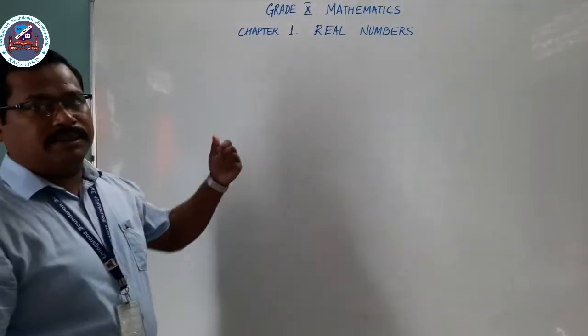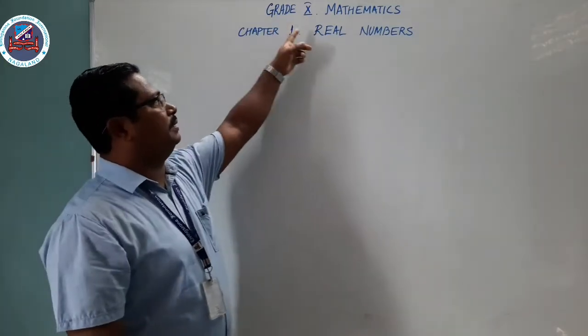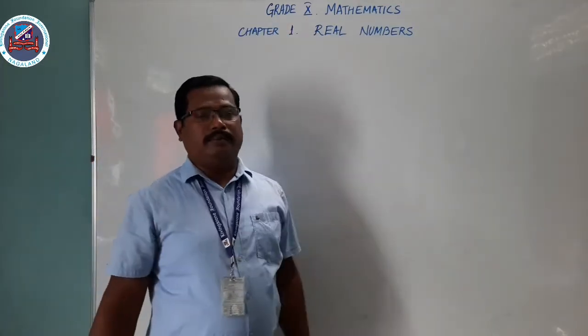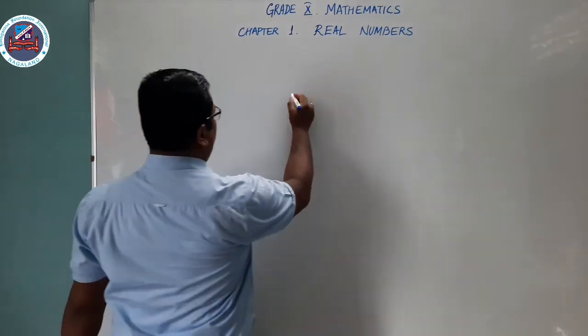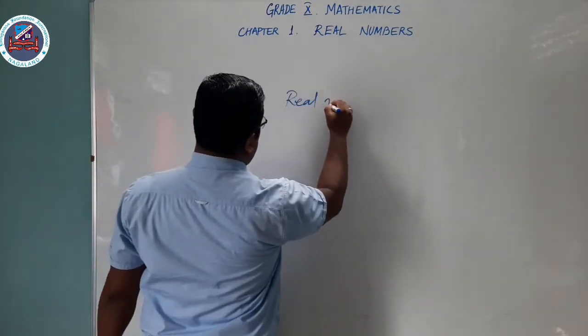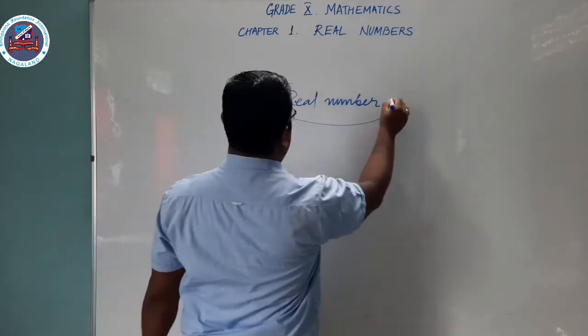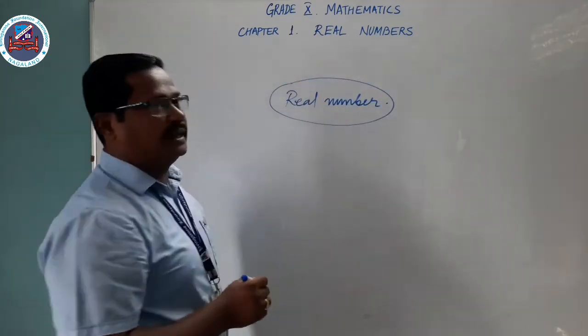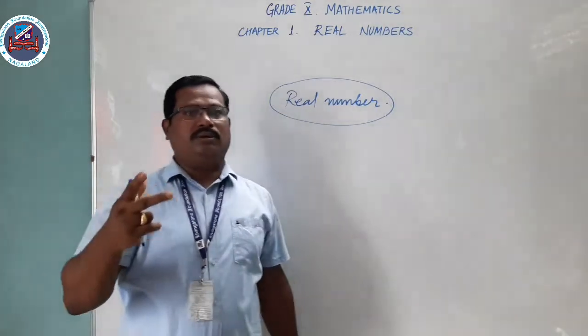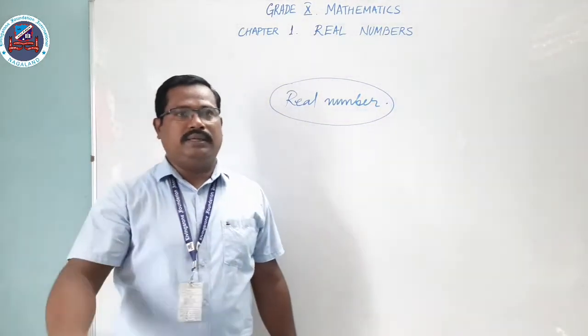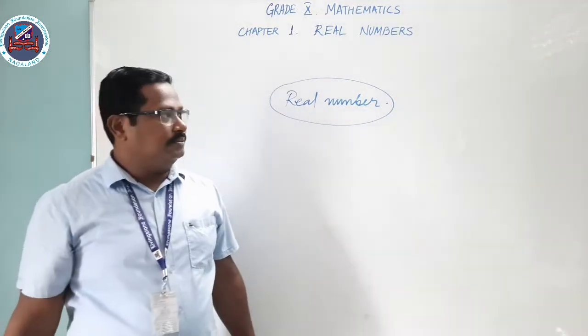Today we are going to start the first chapter of grade 10 mathematics, that is real numbers. What is a real number? You might be thinking what it is. Numbers are basically classified into two types. One is called real number and the other one is called imaginary number.